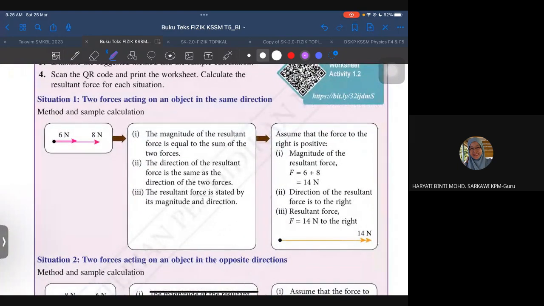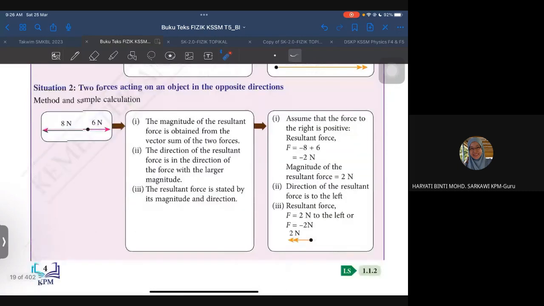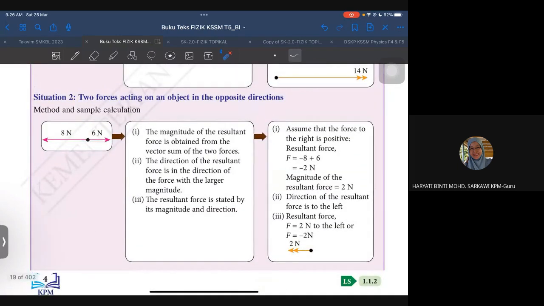Okay, still in your textbook. So let's say we have two forces acting on an object in the same direction, 6 Newton and 8 Newton to the right. So the resultant force will be 6 plus 8, 14 Newton, direction to the right. Can, huh? If can, then I just go faster.